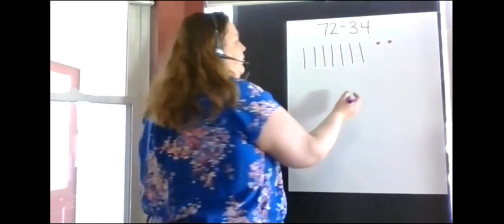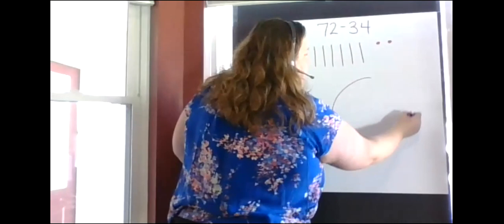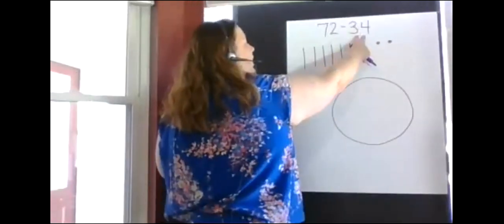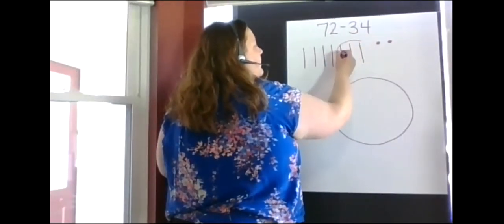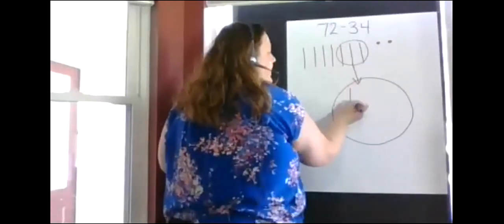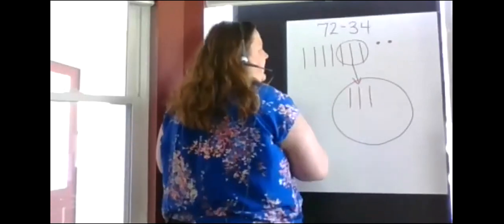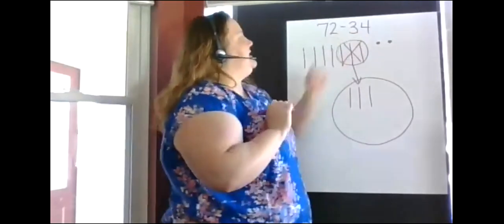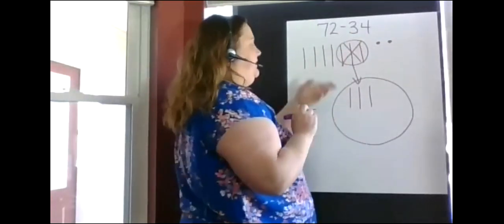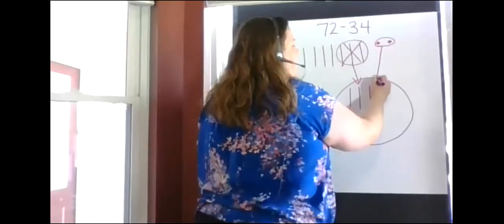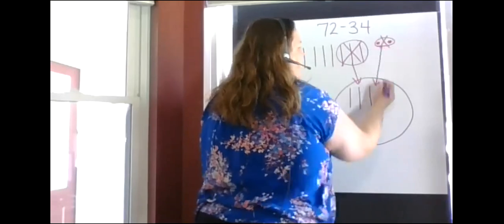I'm now going to remove 34, and I'm going to make myself a space to show where I am moving those blocks to. I'm taking these three 10s and I'm going to move them here. So 10, 20, 30. I no longer have them here. And now I still need to take away 4 because I've taken away 30. So these two blocks here are going to come down here. I'm going to remove them from here.